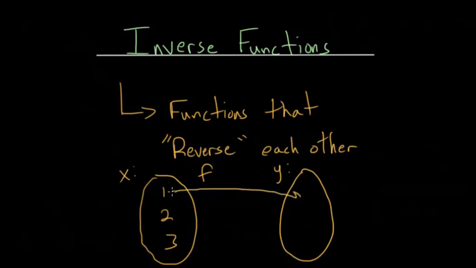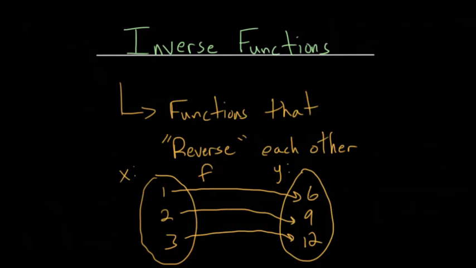So let's say the point 1 goes to a y value of 6, the point 2 goes to a y value of 9, and the point 3 goes to a y value of 12. So this is what functions do. They take some kind of input, an x value, and they give you an output, some y value.